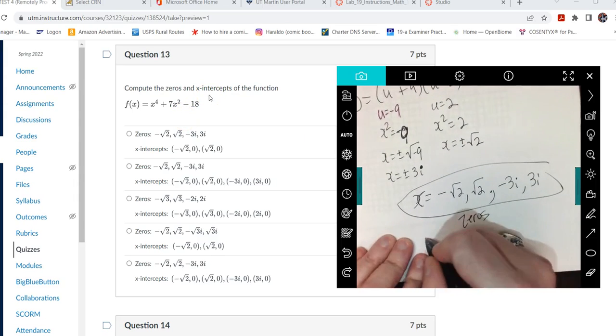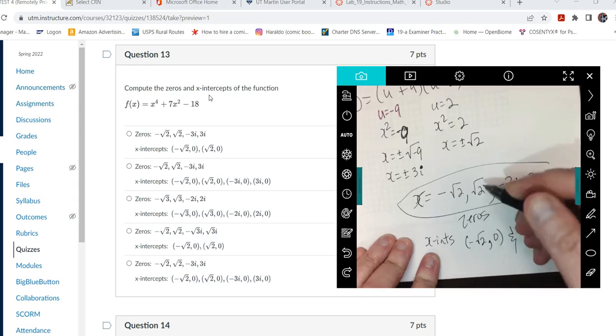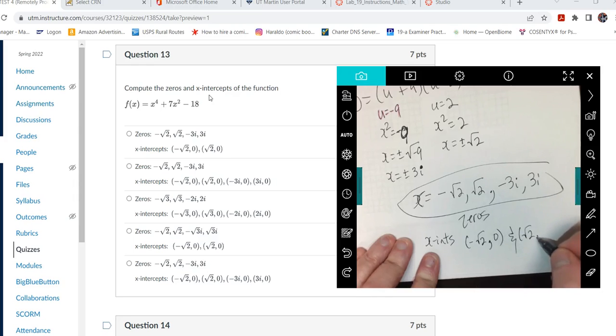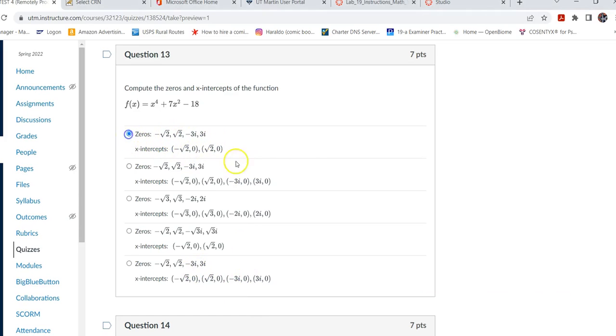Now, what about x-intercepts? You only get x-intercepts at real zeros. So I'm going to have an x-intercept here because the negative square root of 2 is a real number. And I'll have an x-intercept there because square root of 2 is a real number. But these will not yield any x-intercepts because only real zeros give me x-intercepts. Okay, so let's look. This one's wrong because your x-intercepts can only be real numbers. This looks to be the right one here.